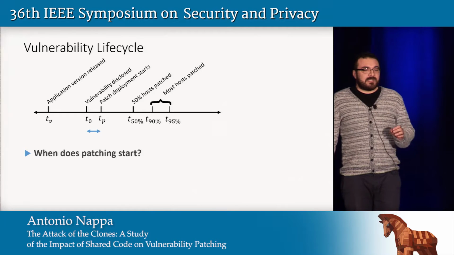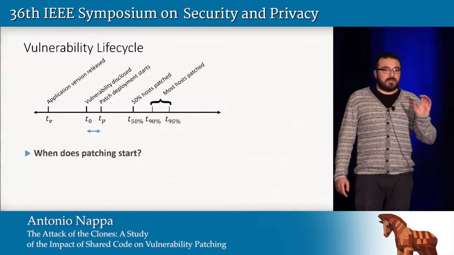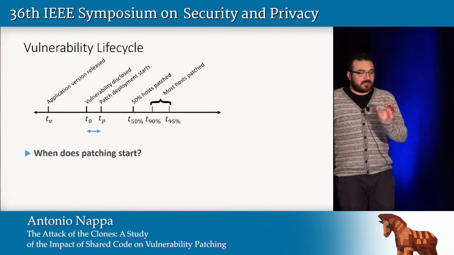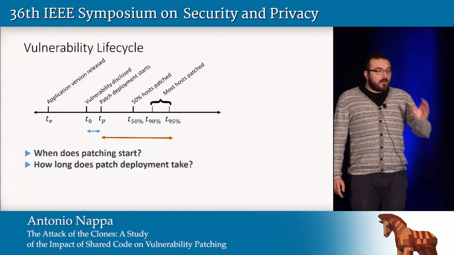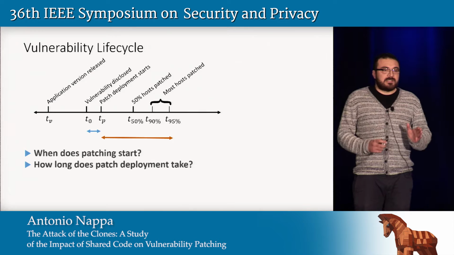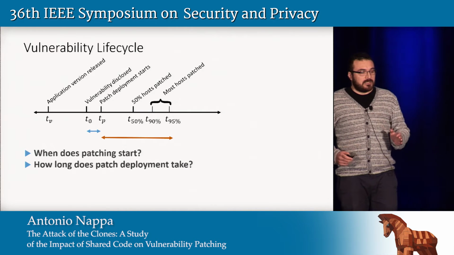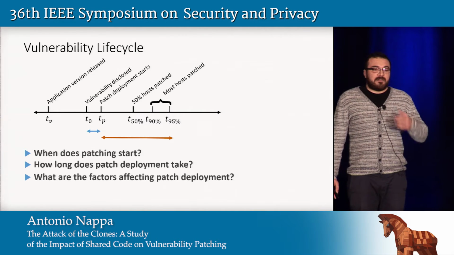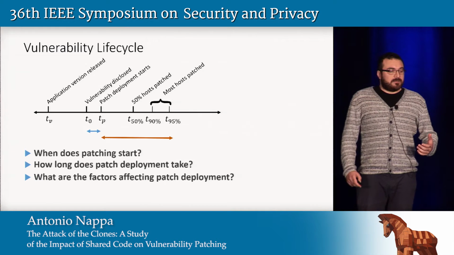So what are the research questions that we are going to ask in this work? So when does the patching start? What is the delay between the vulnerability disclosure and the start of the patching? How long does the patch deployment take? Basically, how fast are the vulnerable hosts going to patch? And what are the factors that are affecting vulnerability patching?